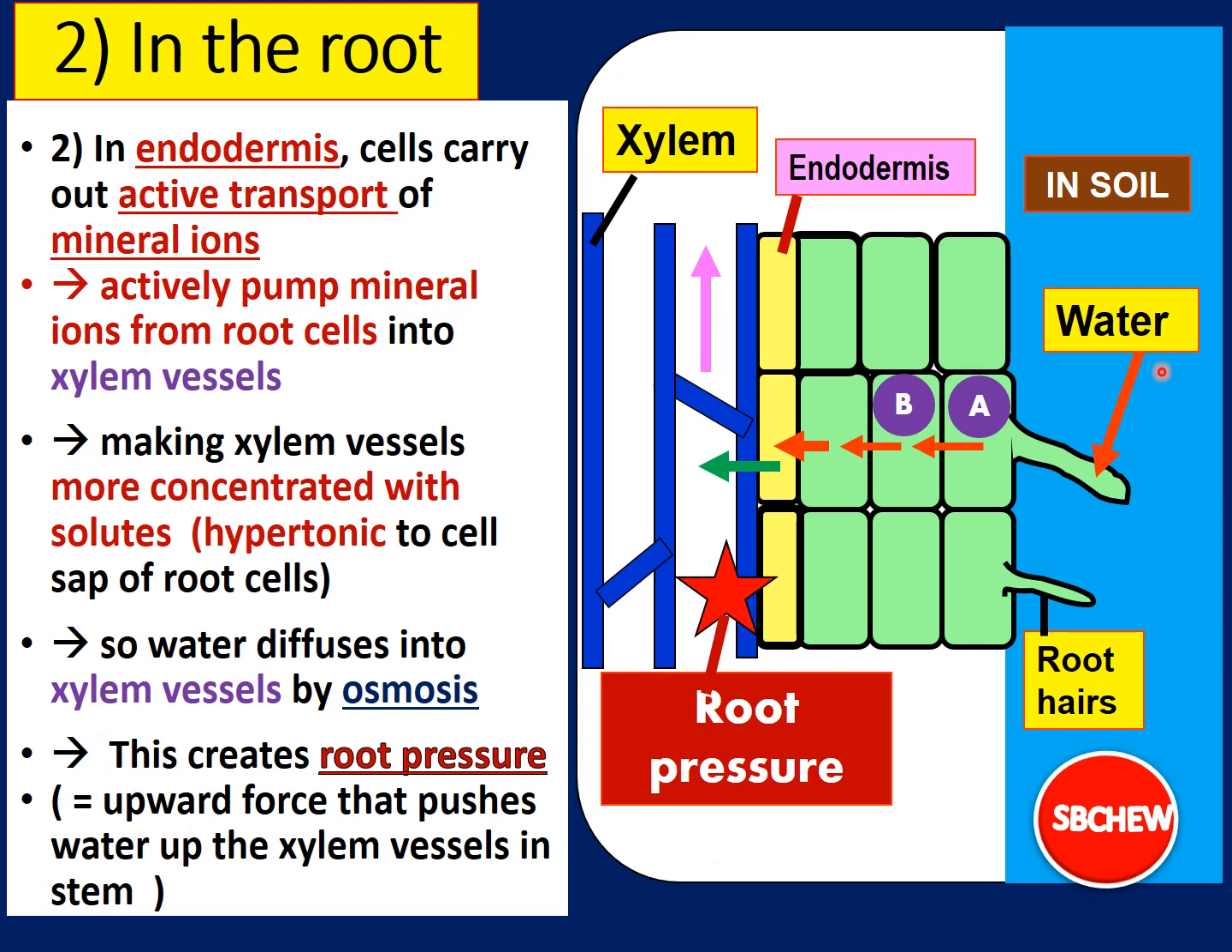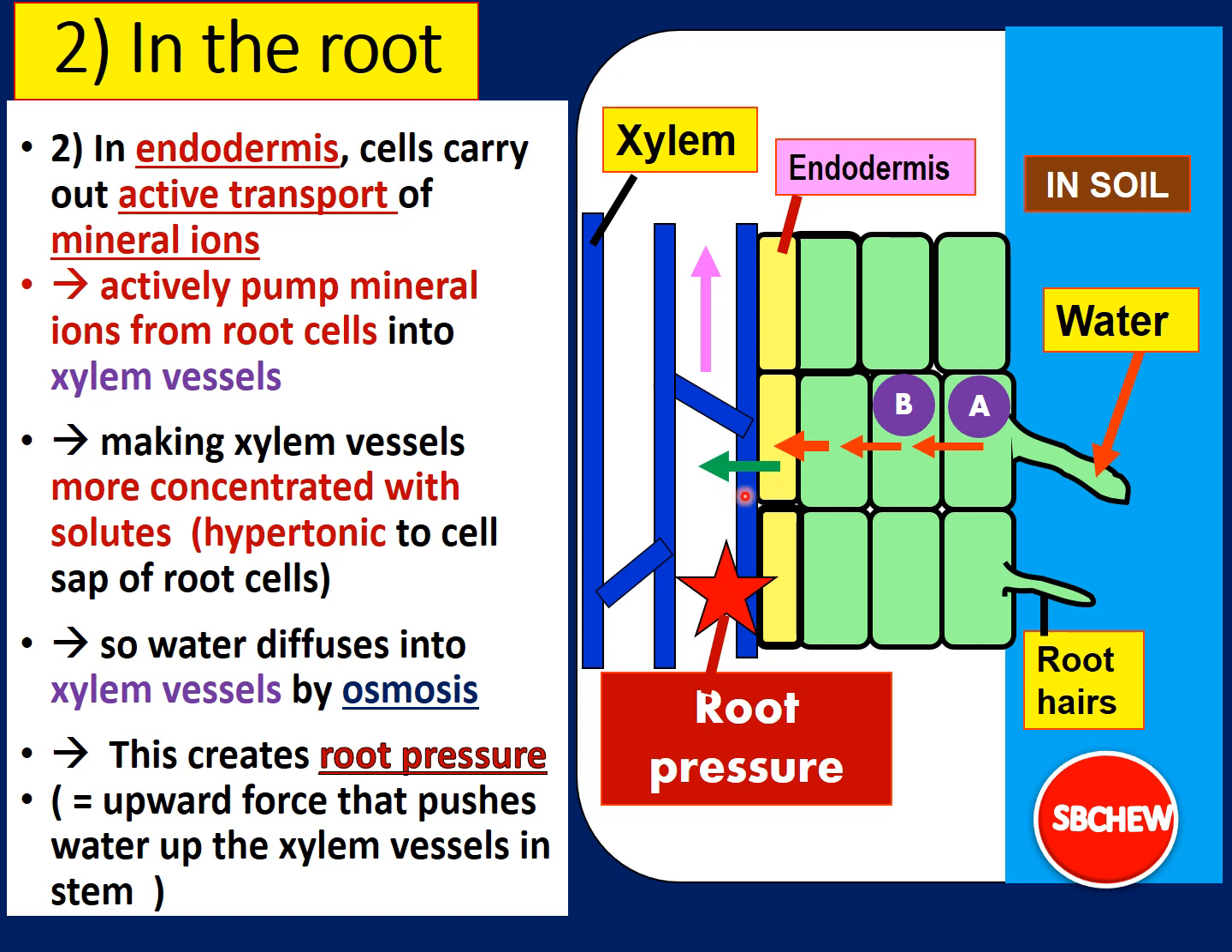We have discussed the diffusion of water from the soil into the root hairs by osmosis, and the diffusion of water from one root cell to the next by osmosis until the endodermis. What happens in the endodermis is different from the root cells here. In the endodermis, the cells will carry out active transport of mineral ions, where mineral ions are pumped into the xylem vessel using energy. So the mineral ions will be transported from the endodermis into the xylem vessels.